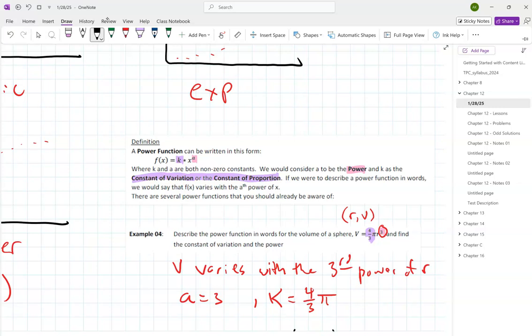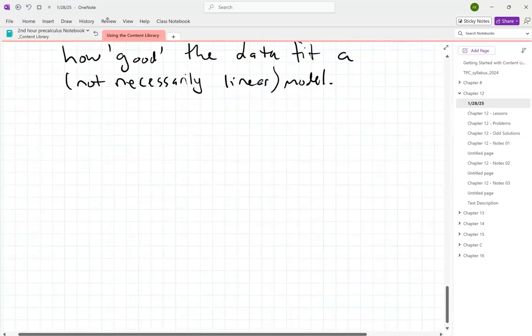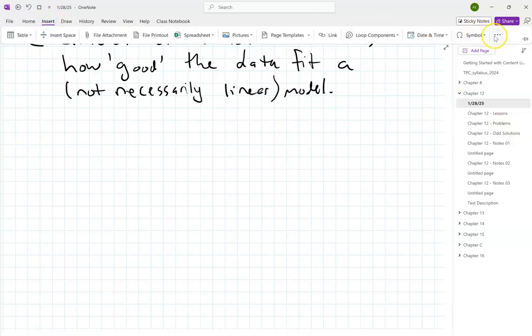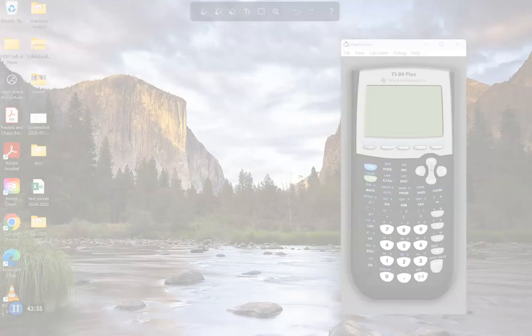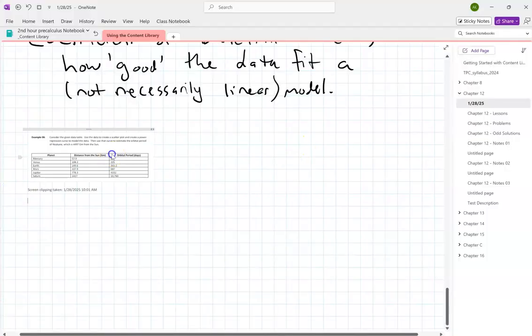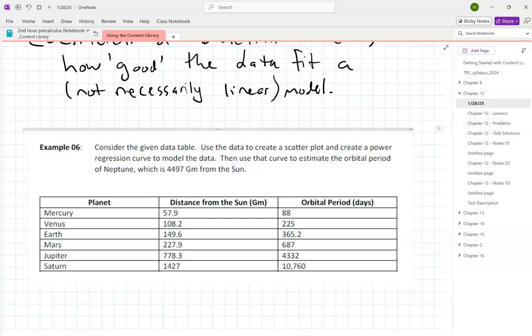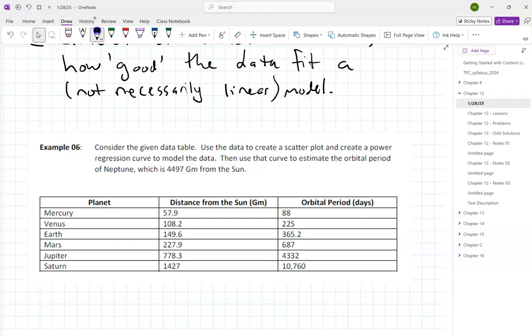Is everybody okay with what we mean by a power function? Again, it's just a definition. Yes, go ahead. All right. So let's do another example.